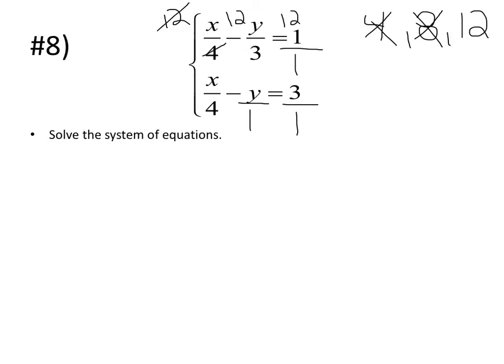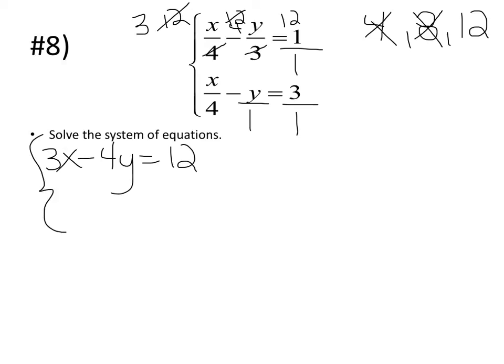So we've got 12 divided by 4 is 3. 12 divided by 3 is 4. And 12 divided by 1 is just 12. So when we multiply 12 times x, 3 times x is 3x, minus 4 times y is negative 4y, equals 12 times 1 equals 12. And then now we're going to find our LCD for our bottom equation. So 4, 1, and 1 is going to be obviously 4.